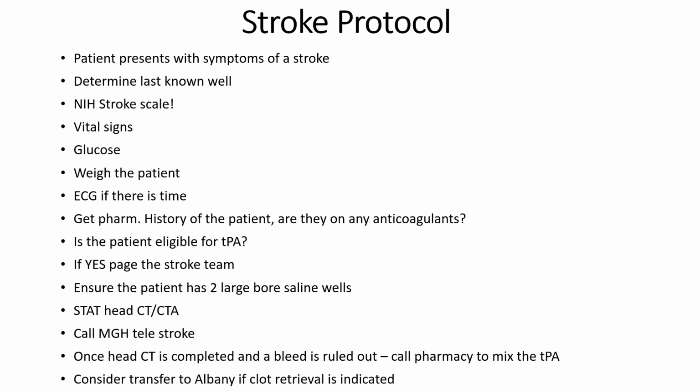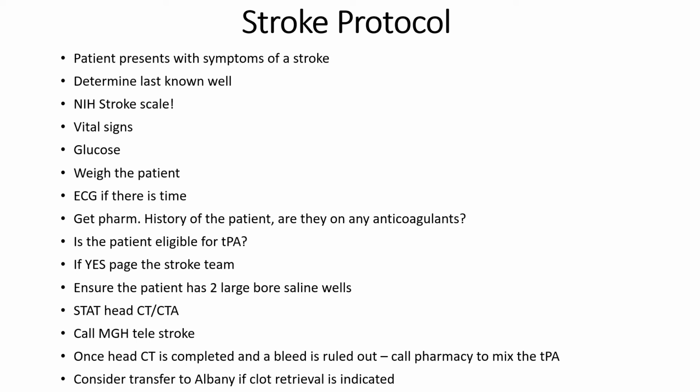Get their pharmacological history. Are they on any anticoagulants? Anything that would make them bleed out, especially because TPA is that clot buster. We do not want the patient to bleed out if they are on any anticoagulation. Figuring out if the patient is eligible for TPA. If the patient is eligible for TPA, this is when we actually want to page the stroke team. So we want to figure all these things out first, and then page the stroke team when we know that they are eligible.